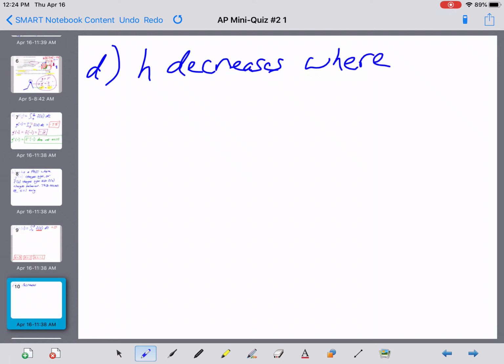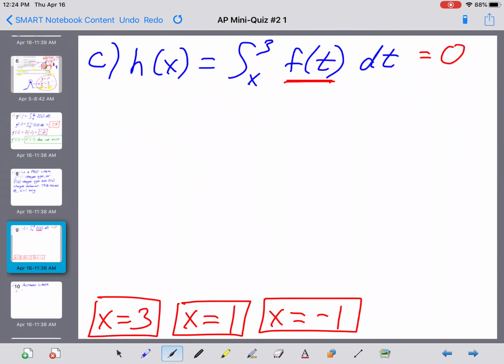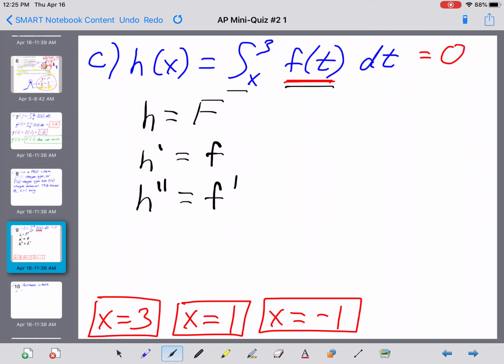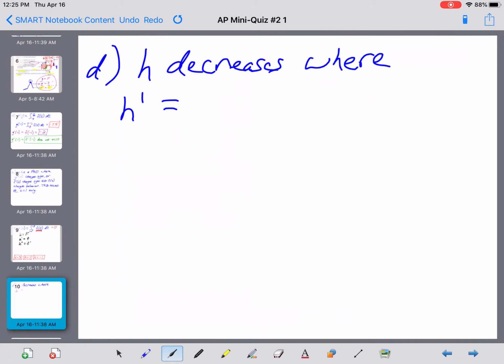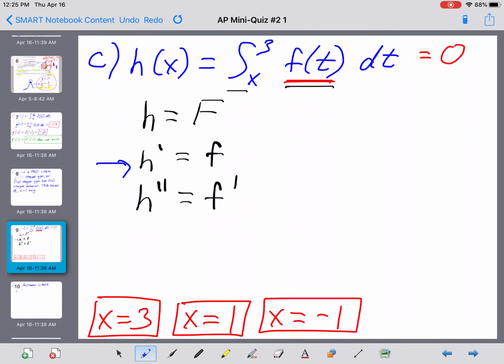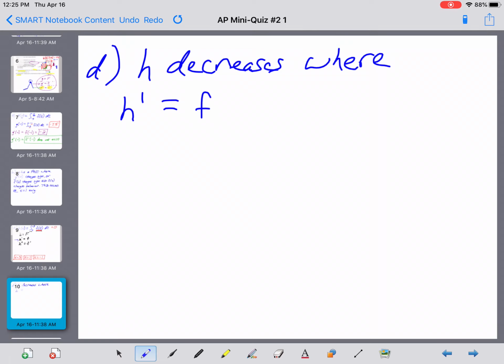where the derivative, h prime, which, by the way, would be equal to, and hang on, let's go back to where we were just a second ago, and let's do this same little trick we tried earlier. h is equal to an antiderivative of little f. So h is capital F. Differentiating both sides, h prime is little f, and h double prime is going to be f prime. So if we want to know, everybody, where h is decreasing, we want to know where h prime, which is the same thing as f, is negative, where h prime equals f is negative.